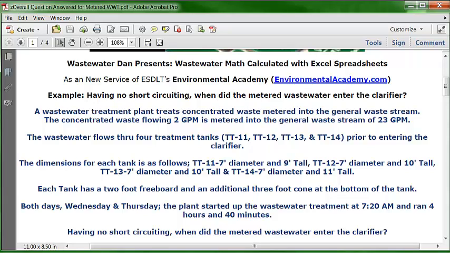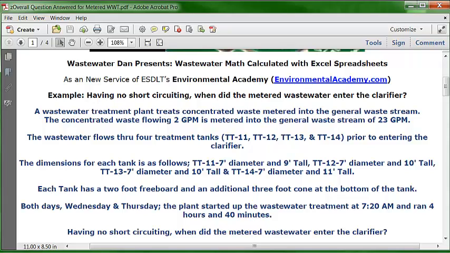The dimension for each tank is as follows: TT11, 7 feet diameter and 9 feet tall. TT12, 7 feet diameter and 10 feet tall. TT13, 7 feet diameter and 10 feet tall. And TT14, 7 feet diameter and 11 feet tall. Each tank has a 2-foot freeboard and an additional 3-foot cone at the bottom of the tank.